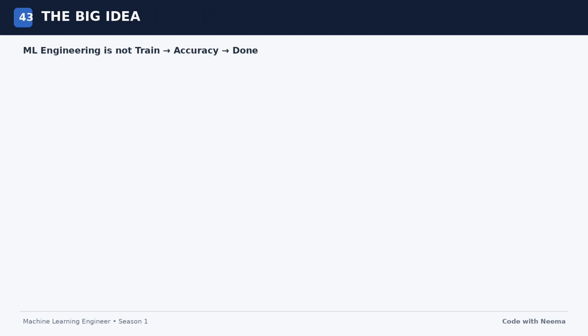If you remember only one thing from this video, remember this. Machine learning engineering is not train a model, calculate accuracy, and you are done. It's a complete system. We start with the problem, we understand the data, build a model, evaluate it, put it into production, observe what happens in the real world, and continuously improve it.